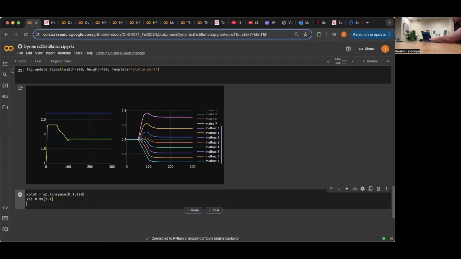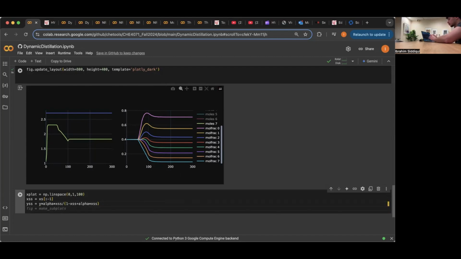And now that we have that defined, we want to go ahead and define our y's. So our y's are going to be equal to, I believe, alpha times our x's. There you go. Times our x's, and this is going to be divided by 1 minus our x's that we just defined earlier. And then this is going to be again added to our alpha times our xss that we just defined, right?